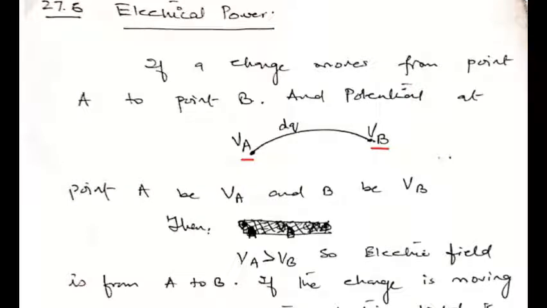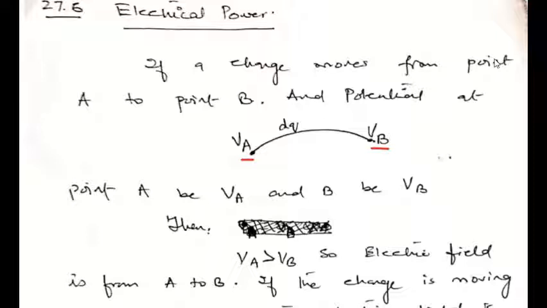Now we'll be discussing Article 27.6, that is electrical power. This is the last article of the chapter, and then we will move to magnetism.